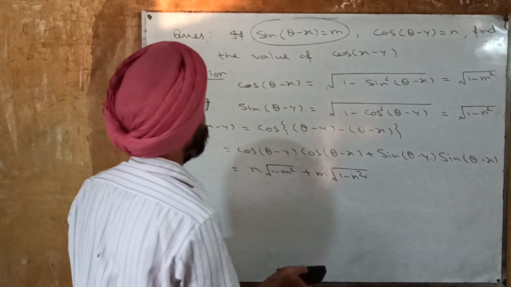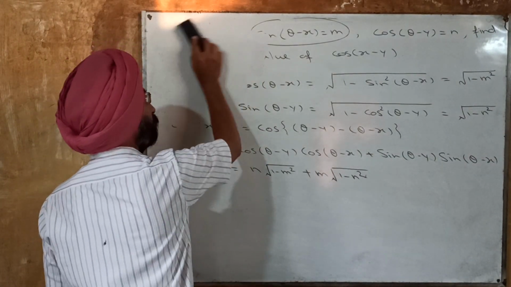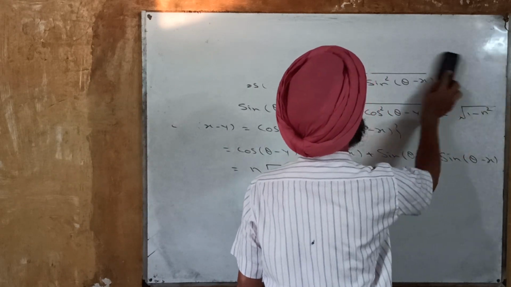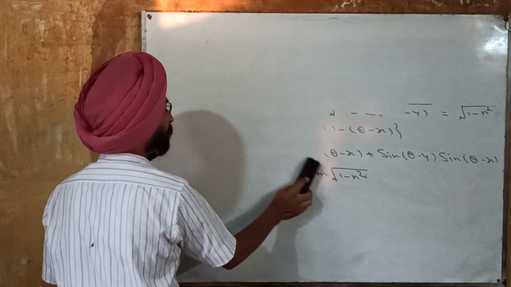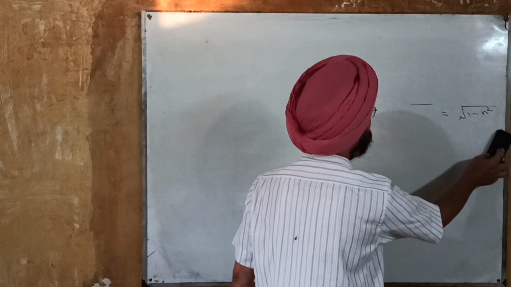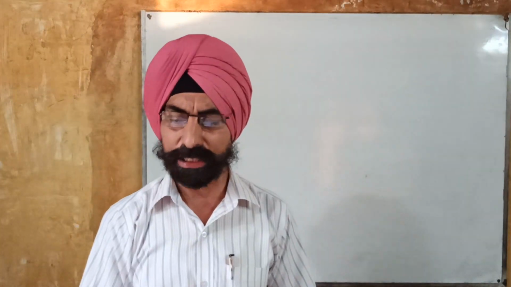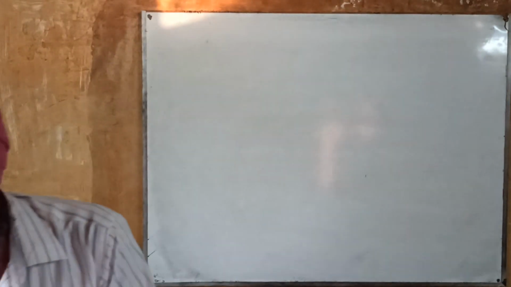So it was a comparatively easy question, but a trick was involved. You will have to write x minus y as (theta minus y) minus (theta minus x), and this was the trick involved in this question.